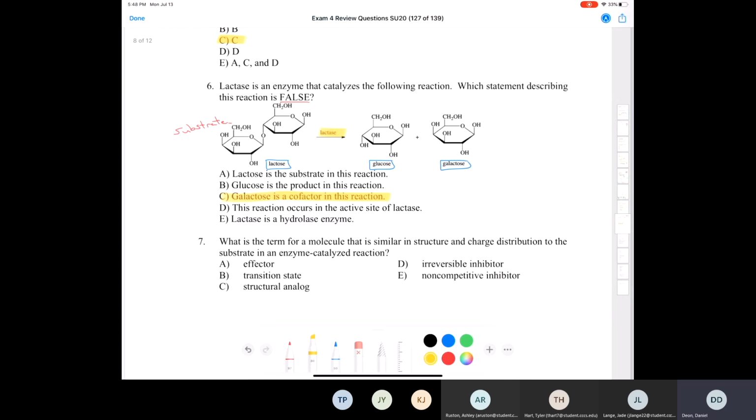Okay, the reaction occurs at the active site of lactase, of course, and lactase is a hydrolase enzyme. Well, that's true because we end up breaking the glycosidic bond here in lactose. So galactose is not a cofactor. A cofactor is a small molecule or ion that is required in order to activate an enzyme.